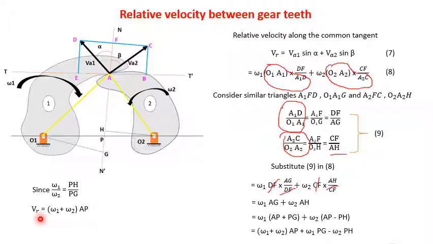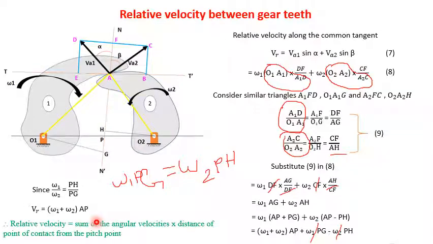So VR becomes omega 1 plus omega 2 into AP, because omega 1 times PG is equal to omega 2 times PH. Therefore these two terms get cancelled. The remaining term: VR, that is relative velocity, is equal to omega 1 plus omega 2 into AP. So relative velocity can be written as the sum of angular velocities multiplied by the distance of the point of contact from the pitch point.